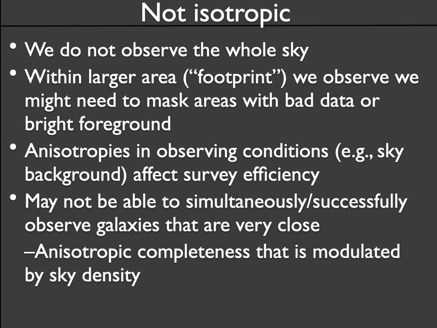And we also might not be able to simultaneously observe two galaxies very close on the sky to each other. If the two galaxies are too close together, for instance, we often place fibers next to each other in the focal plane to get redshifts. They can only be placed so close to each other, so we can't simultaneously observe those close pairs. And that will put in an incompleteness pattern that is actually modulated by the actual sky density. So it's connected to your clustering measurements.